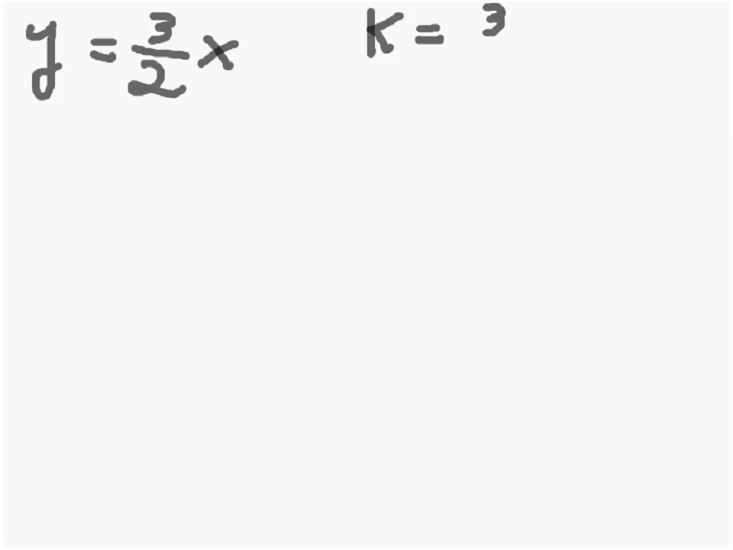3/2. 3/2. So what is, if our k is 3/2, our slope is... Oh, 3/2. Right, it's the same.